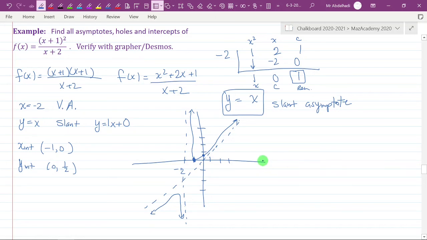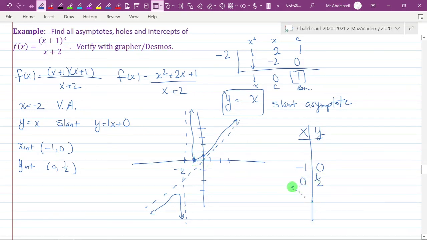What we'll do tomorrow is make a table, and we'll get a lot more points, aside from just the 2 points that we had here, and we'll know for sure. So what we're going to do in the next lesson, we already have a couple of things. We already have -1 comma 0 and 0 comma 1/2. Those are the 2 points we already have.